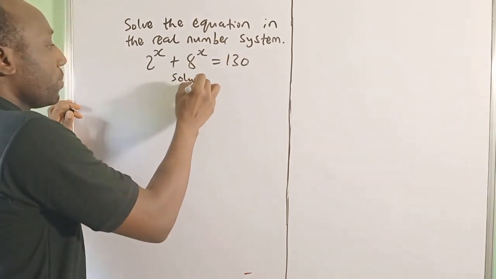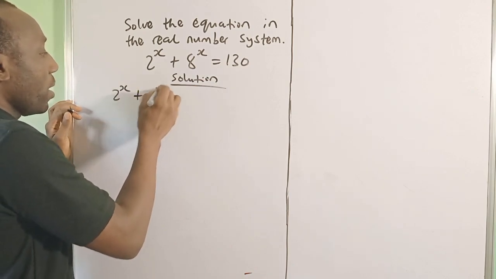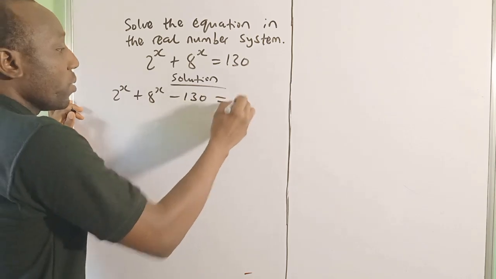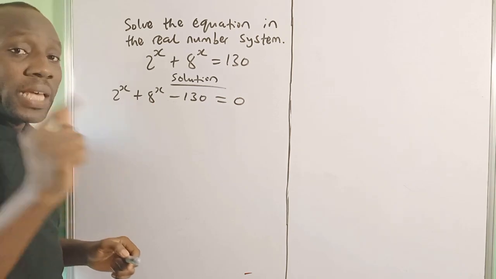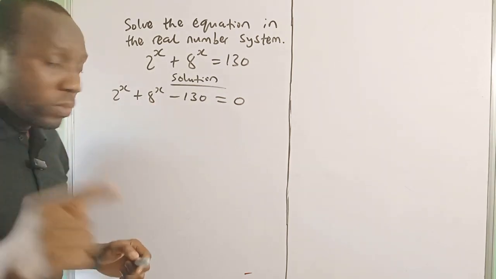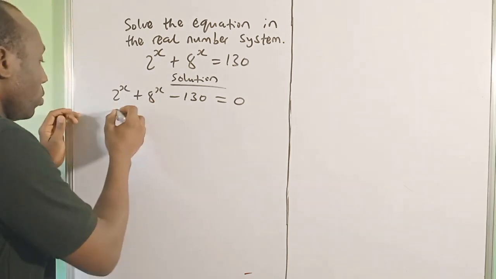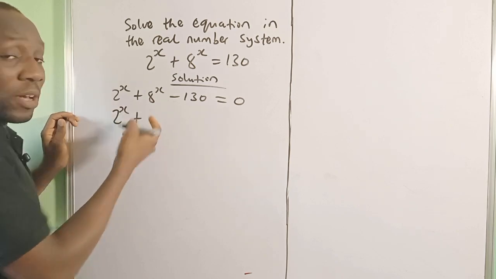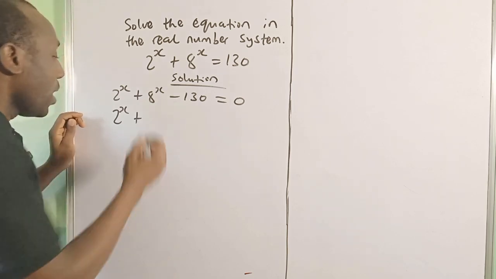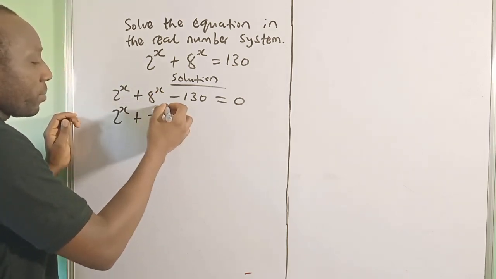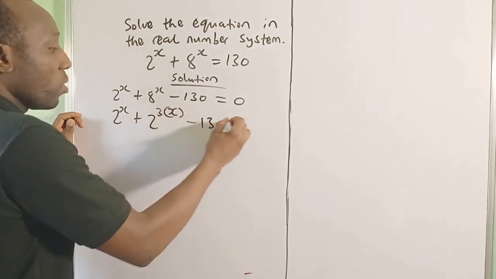It's going to be 2 raised power x plus 8 raised power x minus 130 is equal to 0. Now, the next thing I want to do is to express it as a power of 2 so that we'll have a common base here. So this is going to be 2 raised power x plus, what about 8? 2 raised power 3 is 8 because 2 times 2 times 2 will give you 8. So 2 raised power 3 and then with the exponent of x here multiplying 3. So minus 130 is equal to 0.